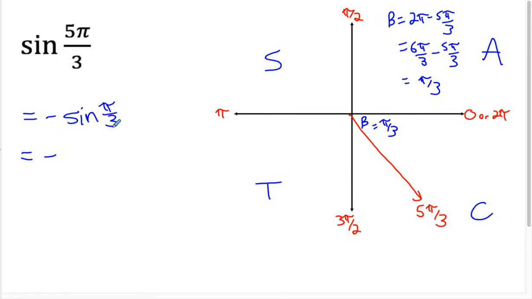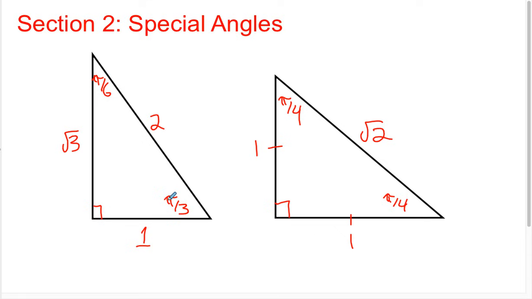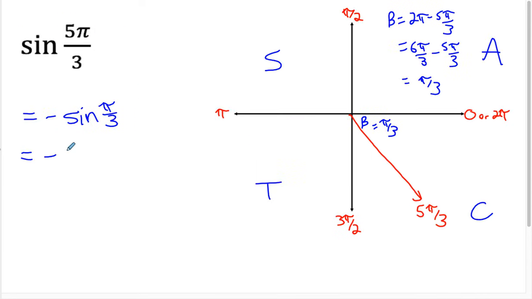So I'm going to have negative sine pi over 3. Pi over 3 is a special angle. Look back to your triangle. Sine is opposite over hypotenuse. So here's pi over 3, opposite root 3, hypotenuse 2. So I can use that special triangle, and I get negative root 3 over 2. And you could check on your calculator. Your calculator will give you an approximate answer. Type sine 5 pi over 3, type negative root 3 over 2. They should be the exact same approximate answer.